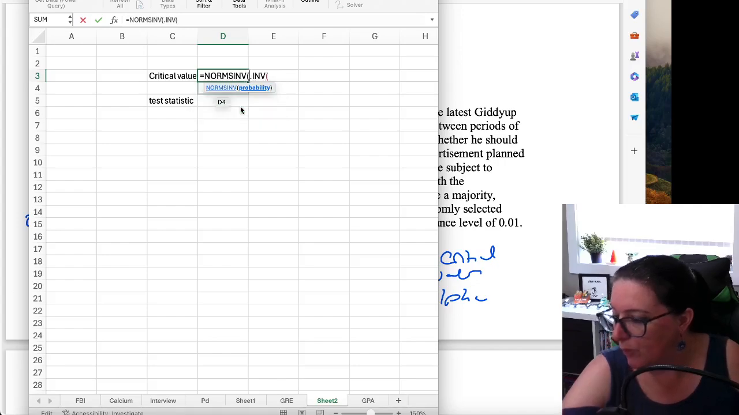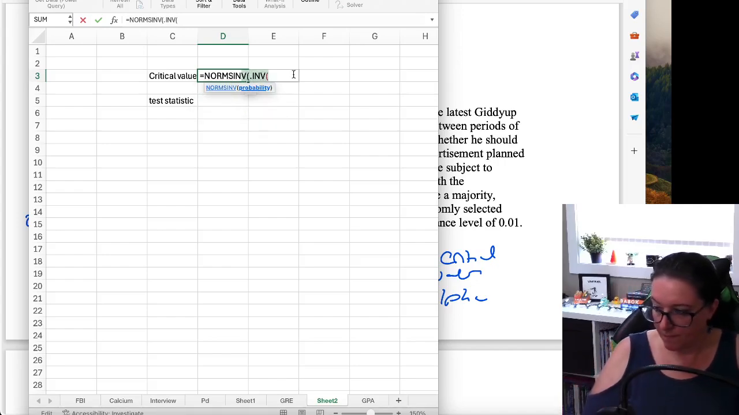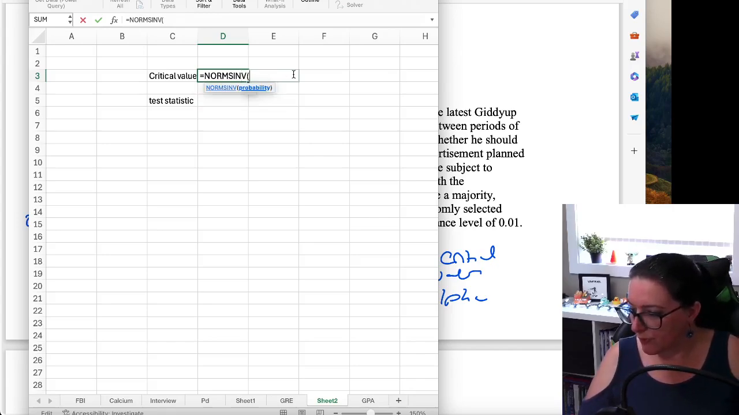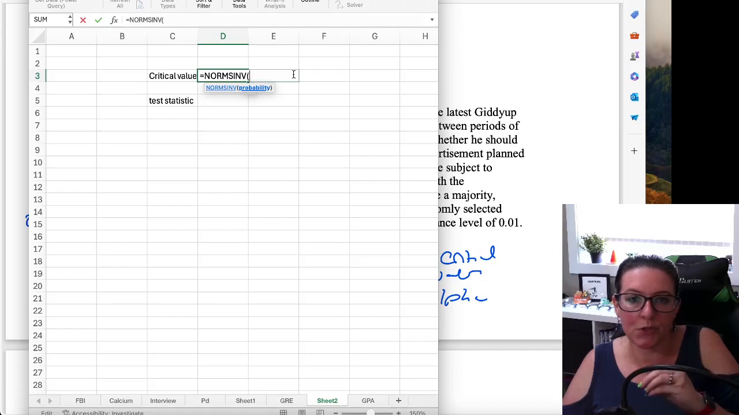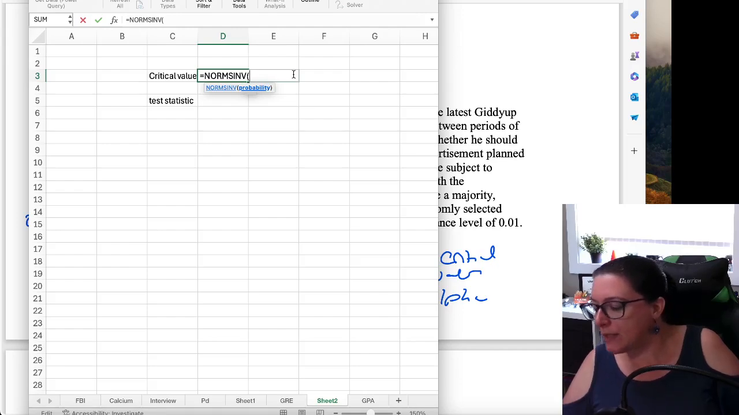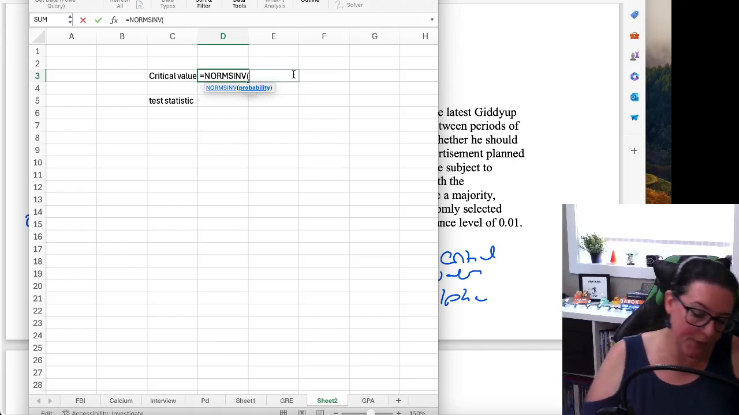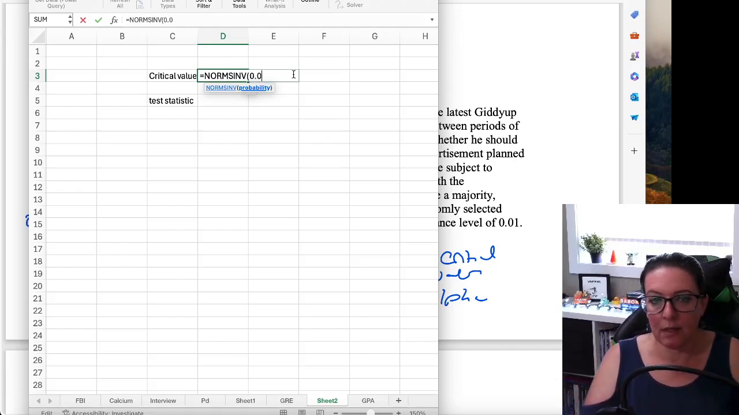There we go. NORM.S.INV. All right, NORM.S.INV is what we want to get us our standard normal distribution. We want to give it a probability, and here the probability we're giving it is everything to the left. We want the everything to the left to be 0.01.